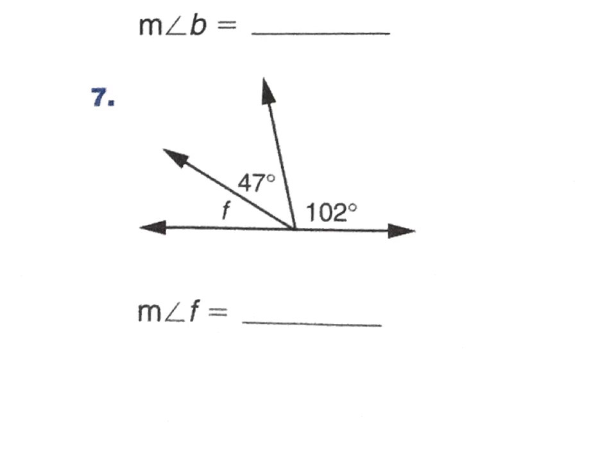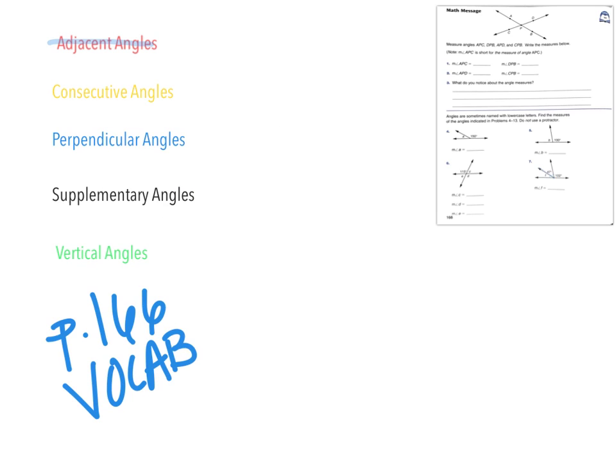Adjacent angles are angles that are right next to each other. They have a common vertex, they have a common side. So if I look at this one, this is my vertex, we're on number 7 right now, and a common side would mean, for example, angle F here, and this measure 47 degrees, their common side would be this line right here. So these two would be considered adjacent angles. They have a common side and a common vertex.